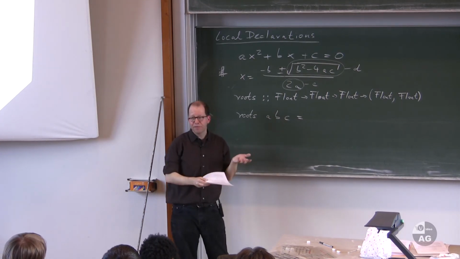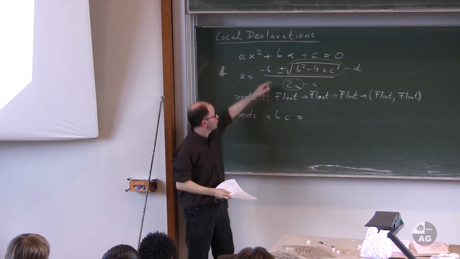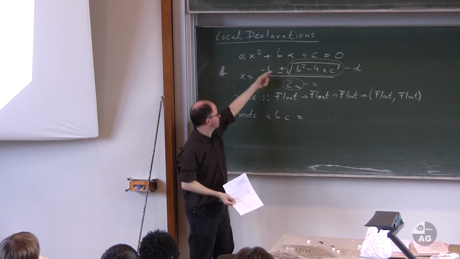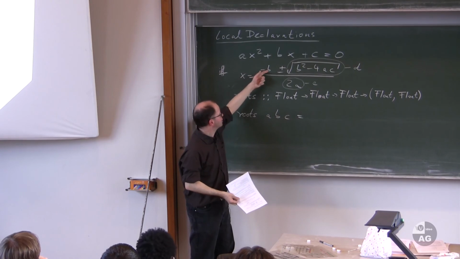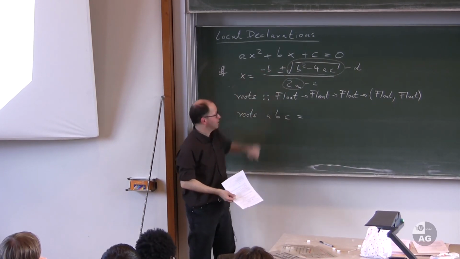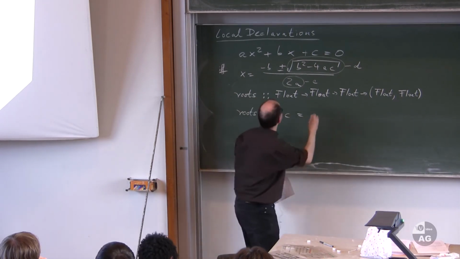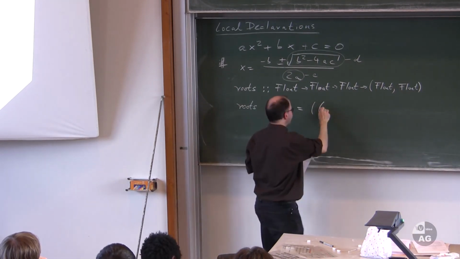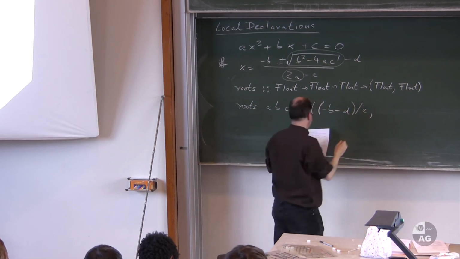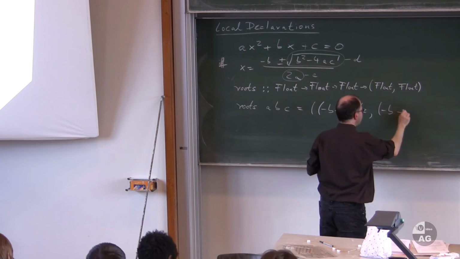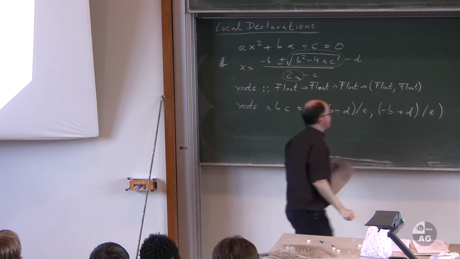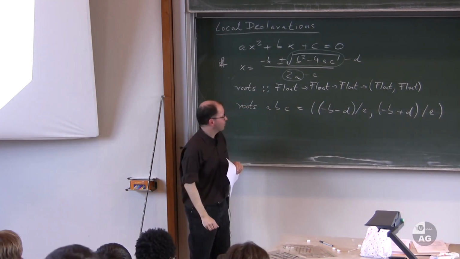I mean, if you do this in imperative programming, that's how you would do it. You would compute this first, give it a name, and then you would compute the first solution, minus b plus d divided by e, and the second one, minus b minus d divided by e. So let's do this here as well. We compute minus b minus d divided by e, and the second solution is minus b plus d divided by e. But now, of course, Haskell doesn't know what d and e are.